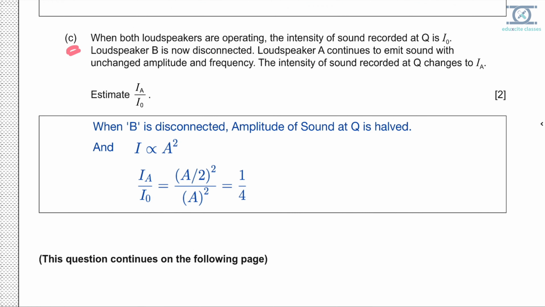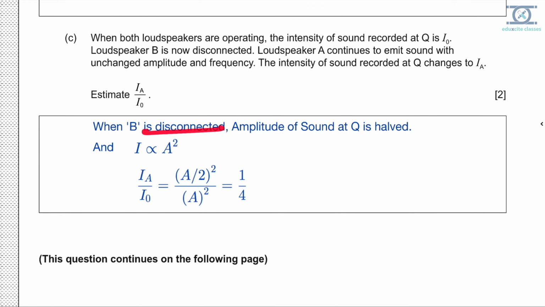Now the C part. When both the speakers are operating, the intensity of the sound recorded at Q is I naught. The loudspeaker B is now disconnected. Initially at Q we are hearing the intensity I naught. Now we have disconnected B. A continues to emit sound with unchanged amplitude and frequency. The intensity of sound recorded at Q changes to IA. We have to estimate the ratio of IA upon I naught.